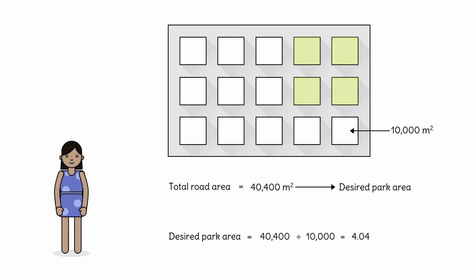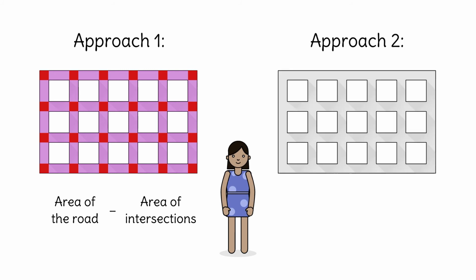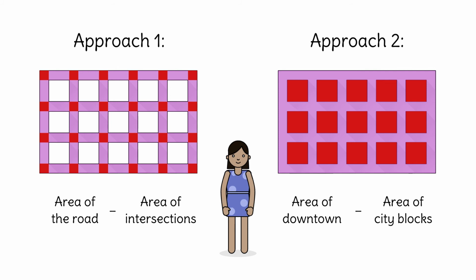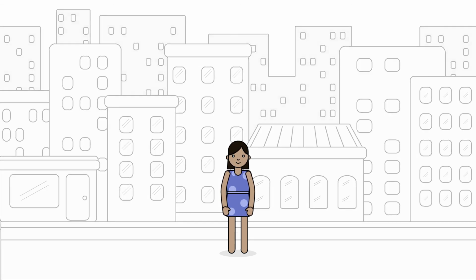When solving composite area problems, it's important to remember that there will be several possible approaches. In this case, our first approach was to find the area of the roads directly and subtract the intersections. Our second approach was to find the area of the downtown and subtract the city blocks. You should be creative with composite area problems and pick an approach that works best for you. Even better, pick 2 and see if you get the same result in both cases. Let's hope Janet is successful at convincing the city to turn 4 blocks into parks.